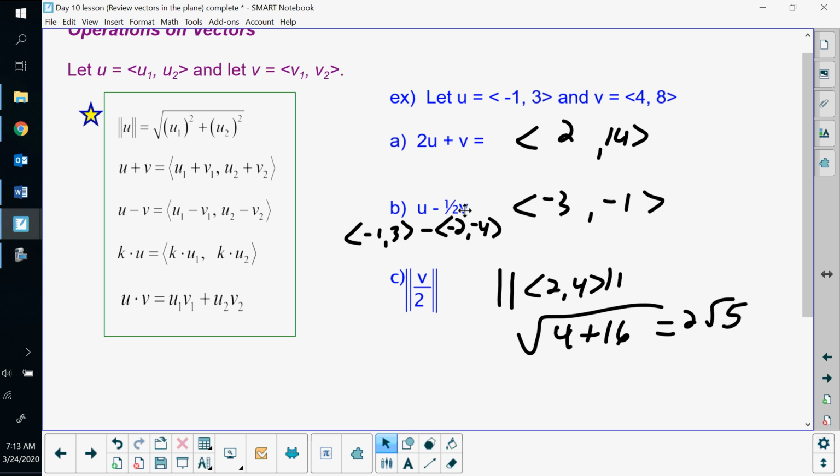This one we're going to take half of the v. The half is our scalar for the v, and then we'll subtract them. So half of the 4 is 2. Negative 1 minus 2 gives us negative 3. Half the 8 is 4. 3 minus 4 gives us the negative 1.